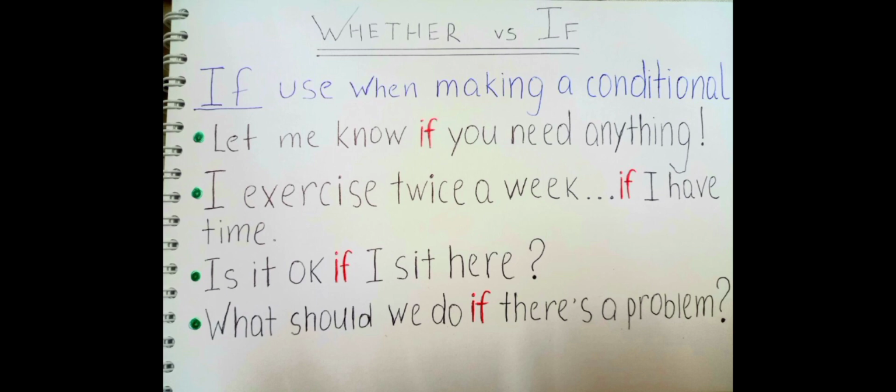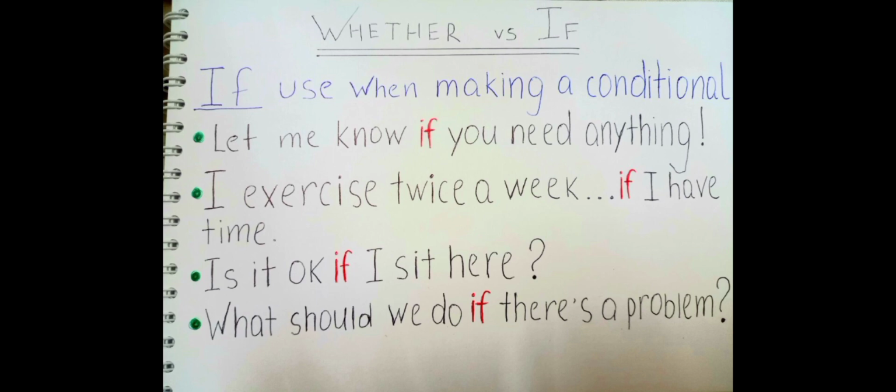Another example, I exercise twice a week if I have time. So this is my condition. If I have time, I exercise twice a week. So again, with conditionals, we can change the order of our if clause and our main clause, like, if I have time, I exercise twice a week.